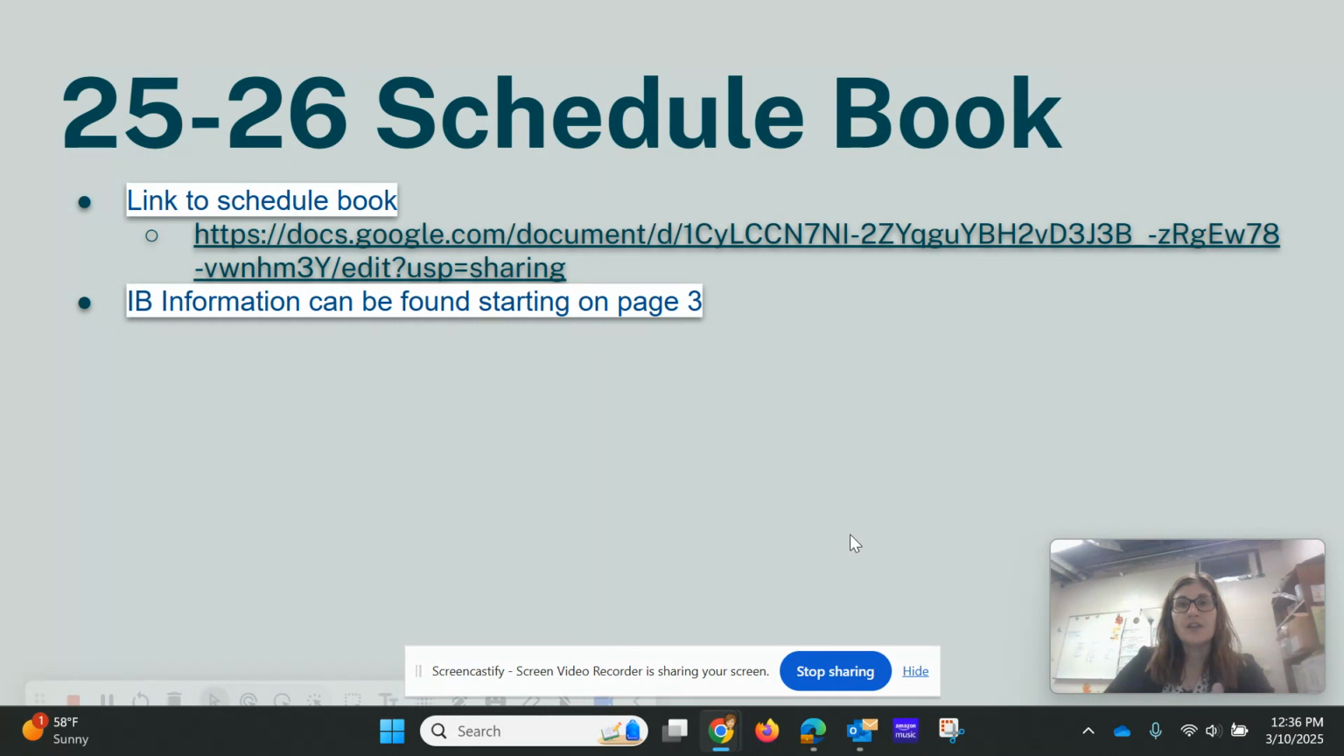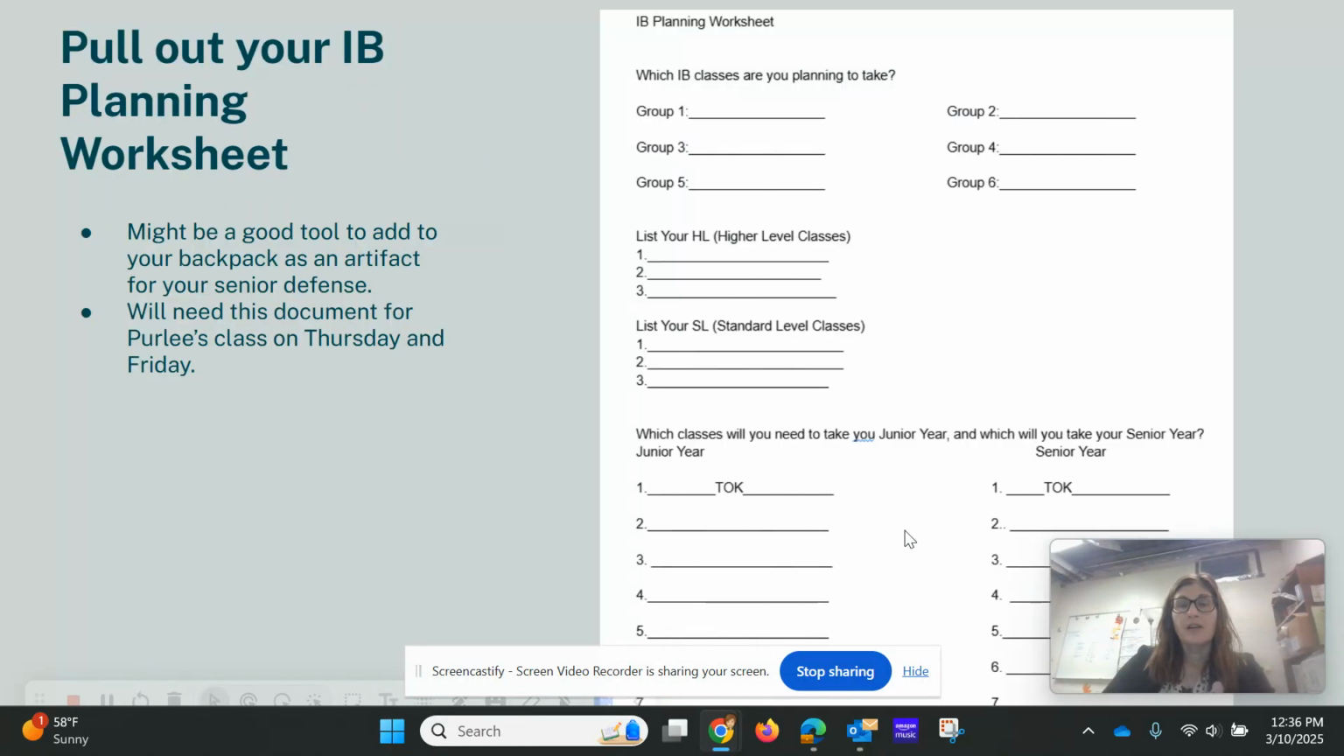I linked the scheduling book in this slide deck, and page 3 is where the IB information can be found, if students needed to go back and look at that. Students then took this IB planning document and brought it with them to Miss Pearlie's class last week, and that is where we started working on their 4-year plan.